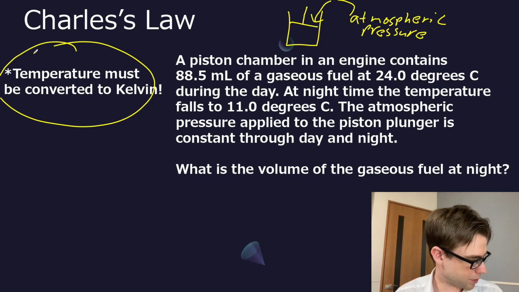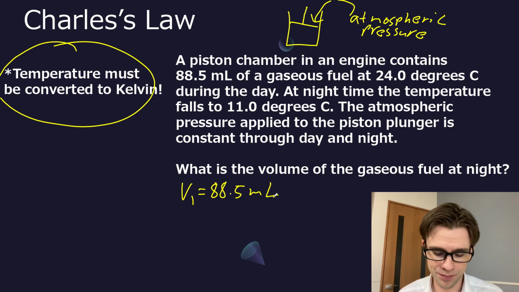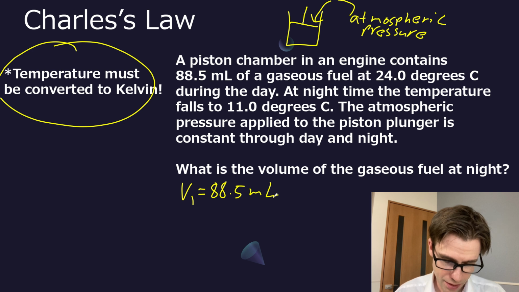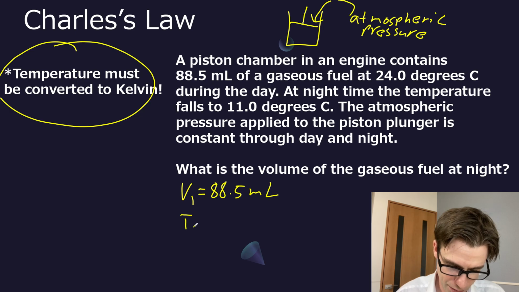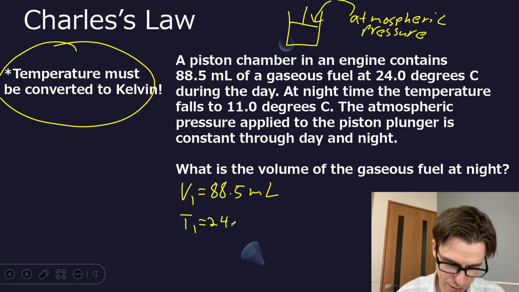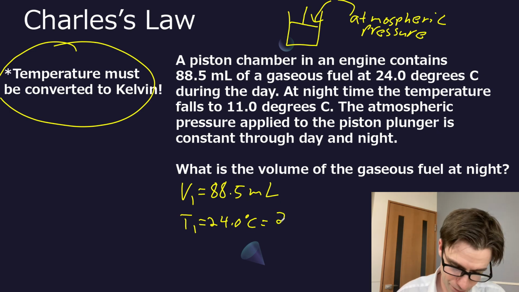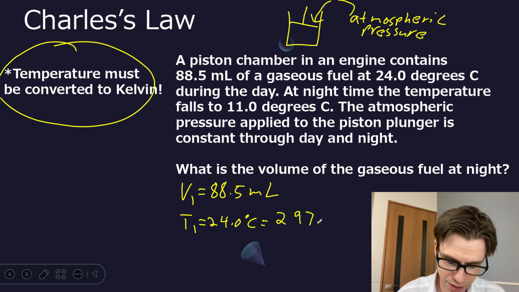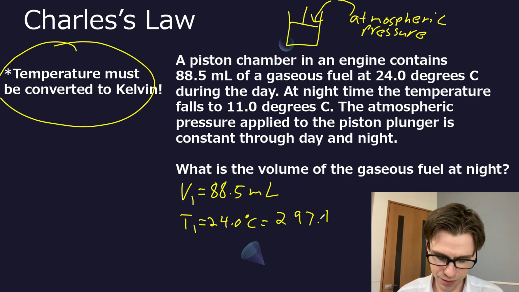Okay, so what do we know here? We know an initial volume, 88.5 milliliters, V1. We can use milliliters, that's fine. It's also centimeters cubed, but it doesn't really matter. What else? We've got initial temperature, 24.0 degrees C. We can't use that as it is. So plus 273.15 Kelvin, 297.15, but I need to keep my 1 decimal place when adding here, so I'll just write 297.1.